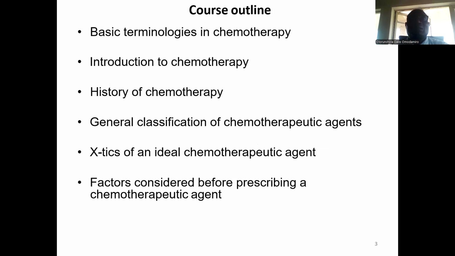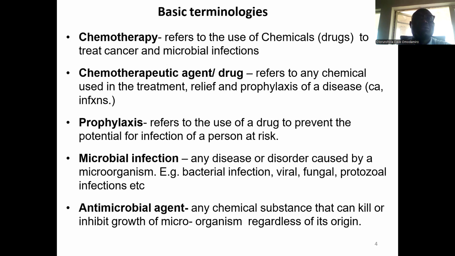The course outline for this course will include basic terminology in chemotherapy, introduction to chemotherapy, history of chemotherapy, general classification of chemotherapy agents, characteristics of an ideal chemotherapeutic agent, and factors considered before prescribing a chemotherapy agent. That will be the outline for this course.